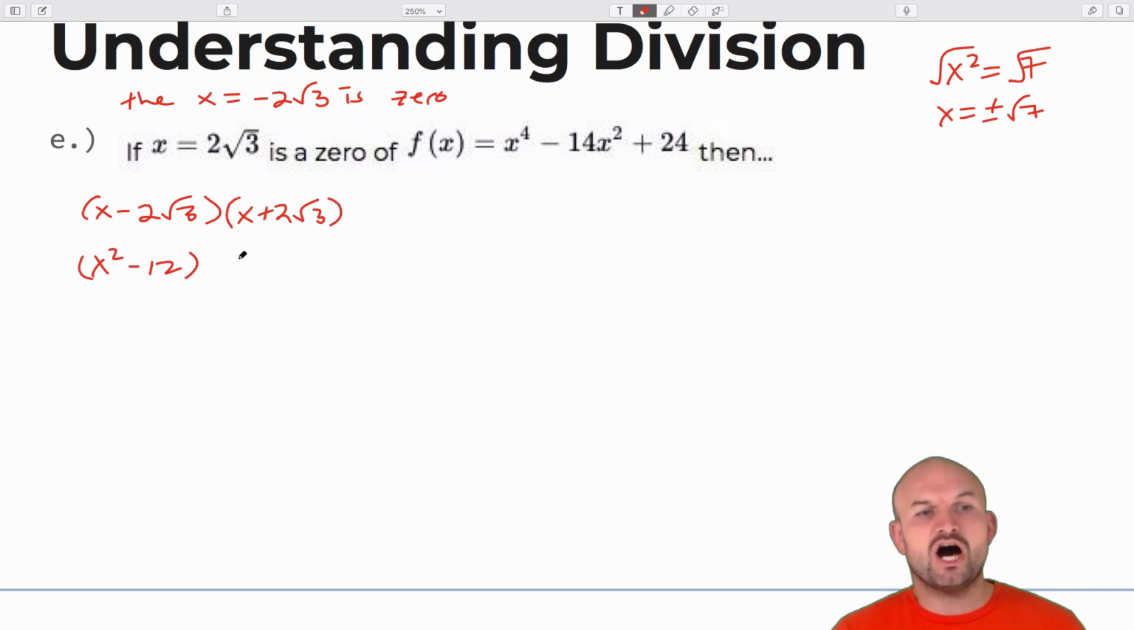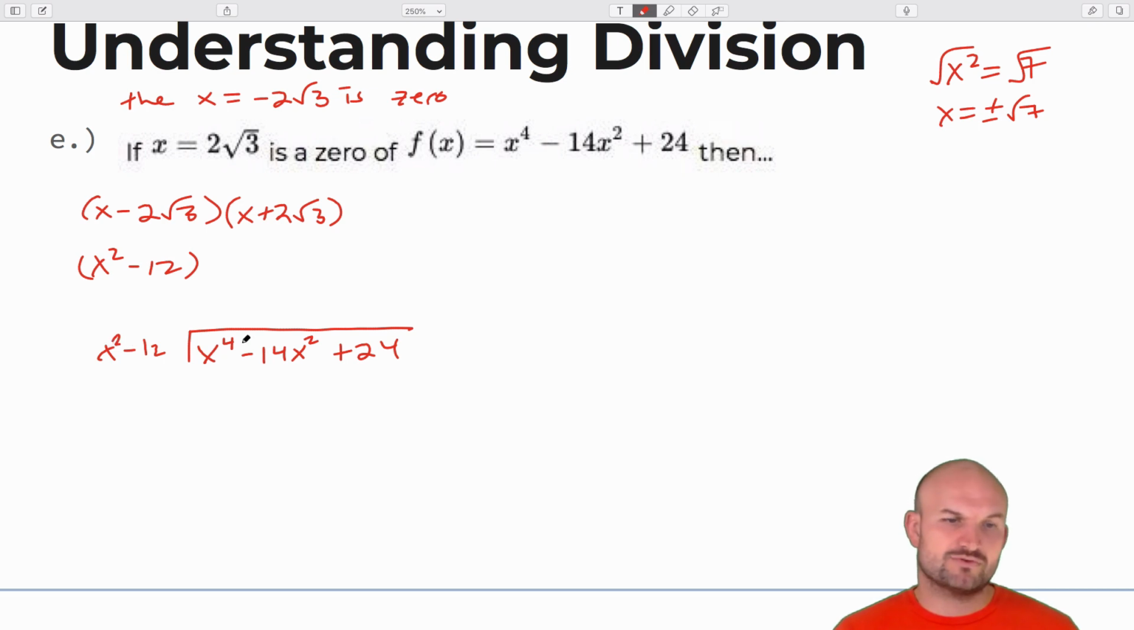So that is also a factor. So that is what I'm going to use my long division for. So I'm just going to take x squared minus 12, sorry, and we're going to divide that into x to the 4th minus 14x squared plus 24. So x squared divides into x to the 4th. x squared times x squared is x to the 4th. x squared times negative 12 is a negative 12x squared.